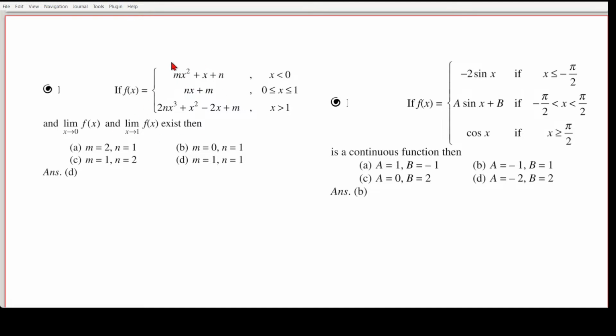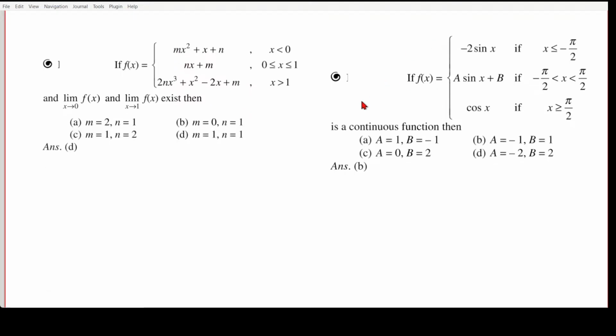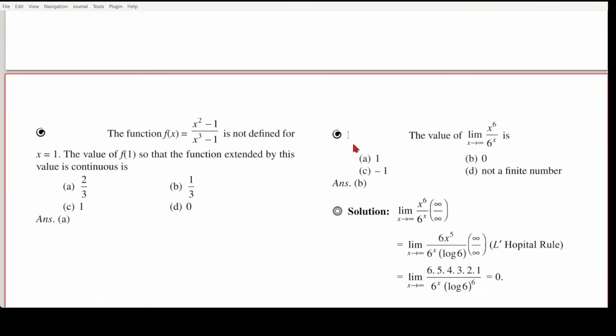What he's saying is this limit exists. What does that mean? When x equals 0, this value equals this value, and when x equals 1, this value equals this value. You have done these kinds of things. Similarly here, when x equals minus pi by 2, this equals this, and when x equals pi by 2, this equals this. You can compare these and get two equations, A and B, and solve both. You do it afterwards. I'll send the file anyway.